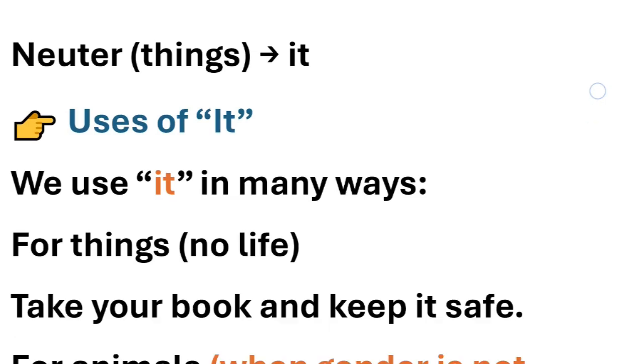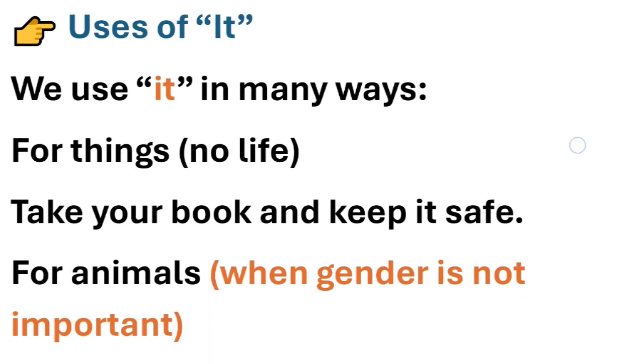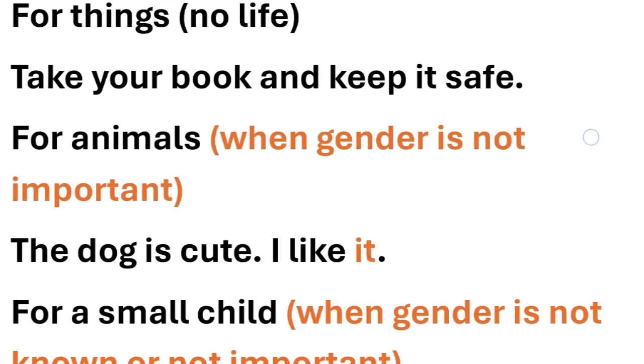So let's talk about this pronoun. Uses of it. We use it in many ways. There are so many ways that the word it, this pronoun, is used in. So we'll understand all these situations, all the conditions one by one. We use it for things that have no life. For example, take your book and keep it safe.